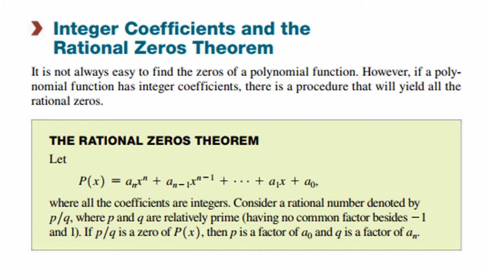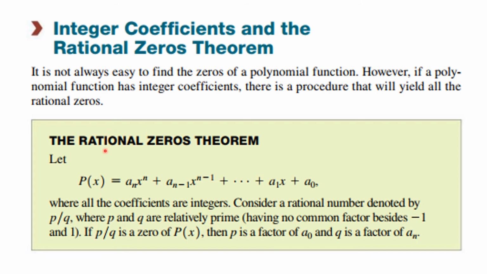We now turn our attention to integer coefficients and a theorem called the rational zeros theorem. This theorem will tell us all the candidate rational zeros, but we still have to test them either by substituting in or by using synthetic division. So here's the rational zeros theorem.